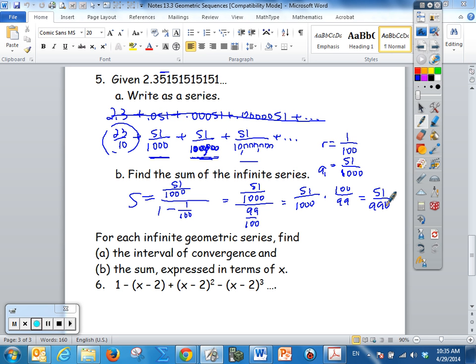Is that the whole thing? No. Remember that little guy we left out to the side because he couldn't join the party, because he's not the repeating part, but we can't ignore him. I'll move it down here. So we have to do 23 over 10 plus 51 over 990. And that is 388 over 165. And that is my final answer.